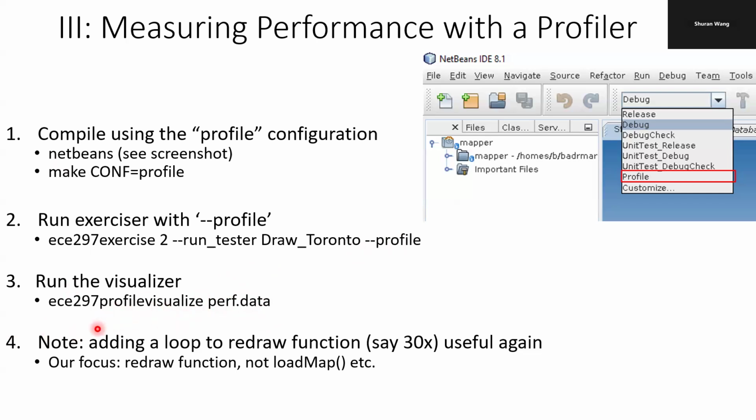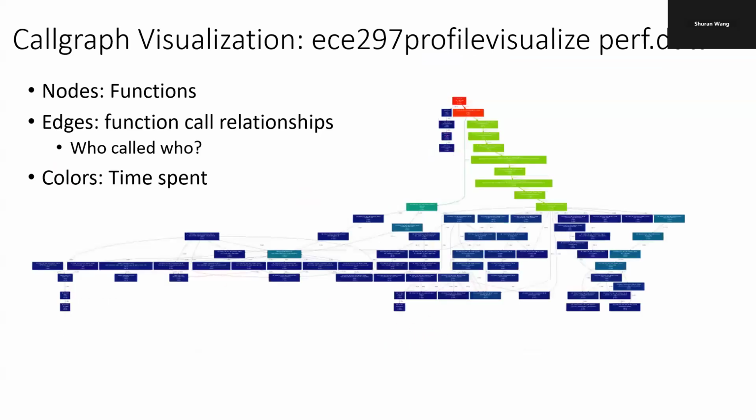And in this case, I'll also be adding a loop to the redraw function so that the load map doesn't get dominated, because we want to focus on the redraw function. So we want to make the time spent in the redraw function more than load map. So I won't change the amount of redraws. This graph will change every time you visualize it.